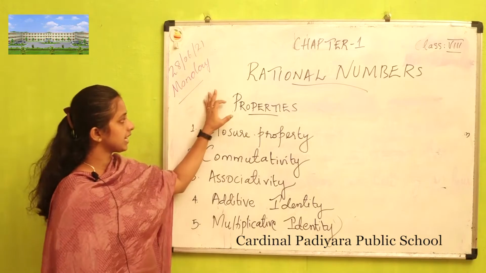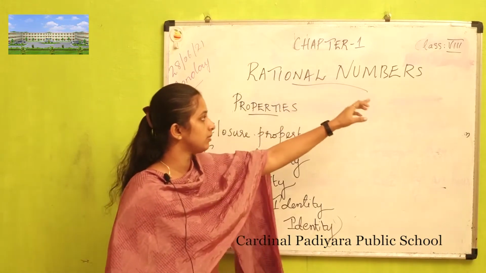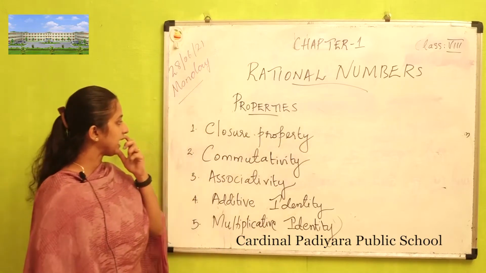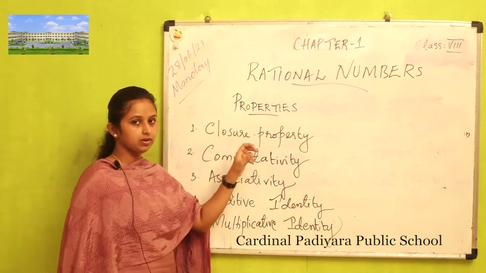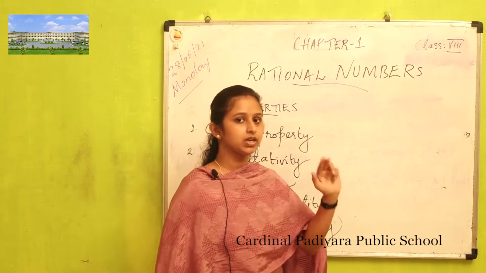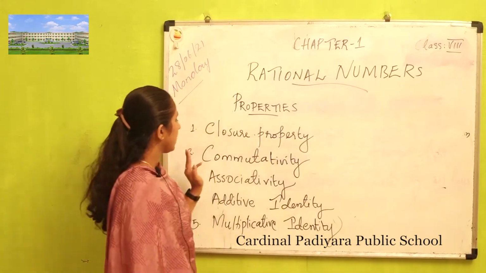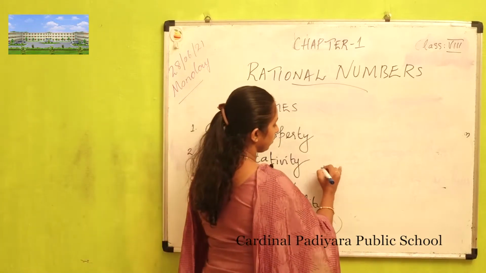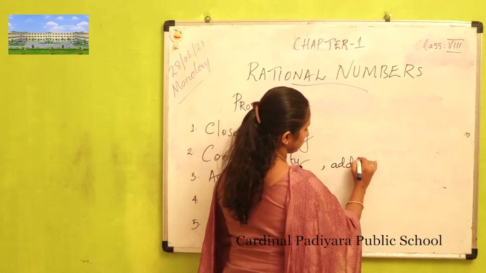We have already studied the properties of rational numbers. The first property is the closure property. We have studied that closure property holds for addition, subtraction, multiplication and division. And the second property is commutativity. That means commutativity holds only for addition and multiplication.